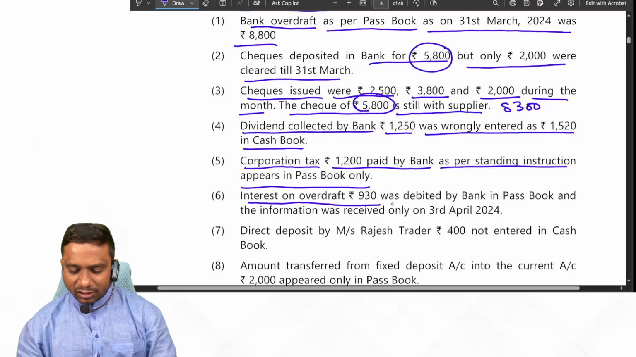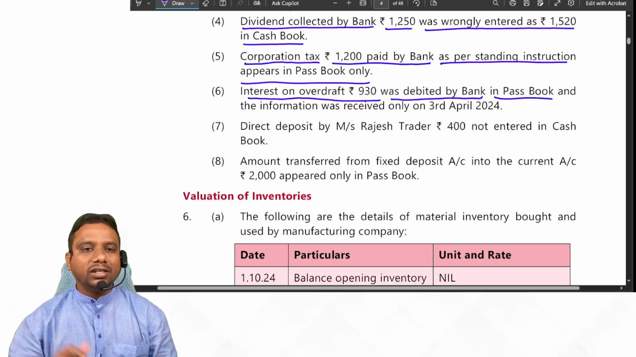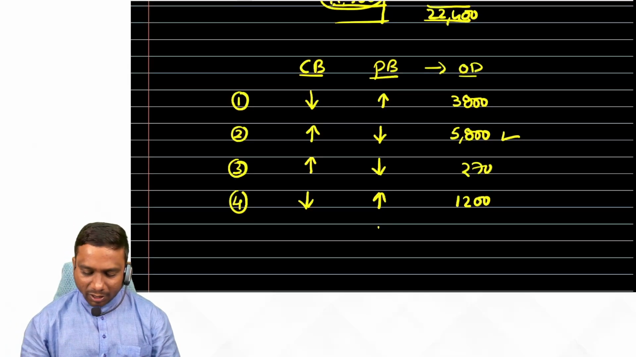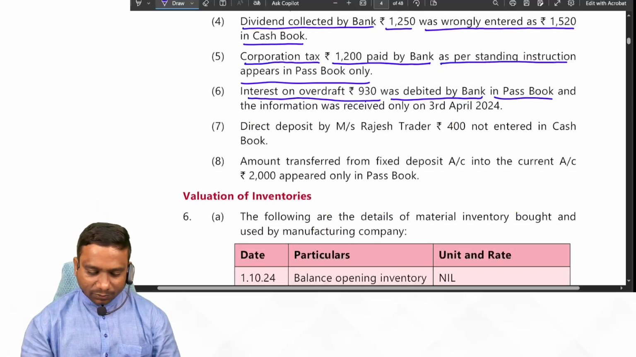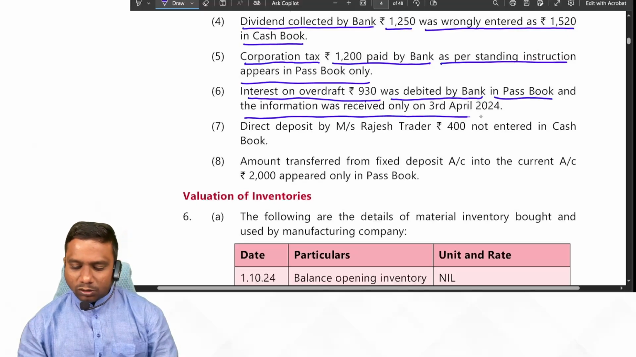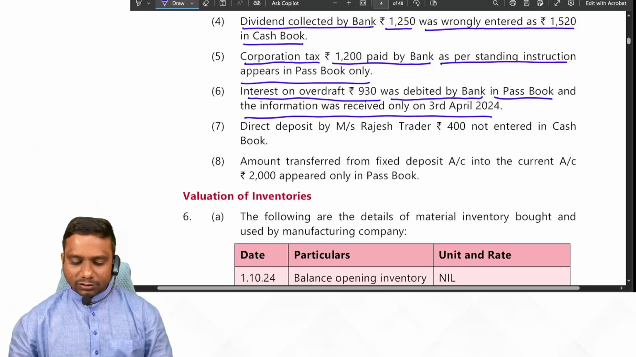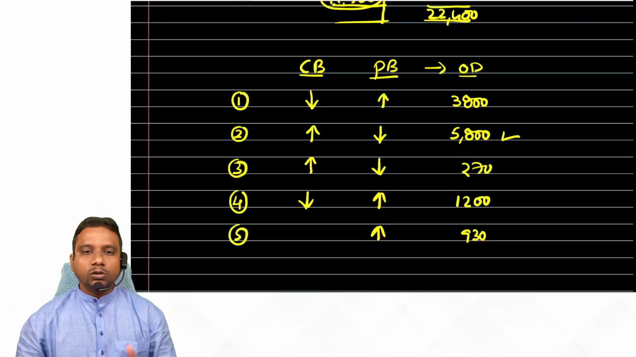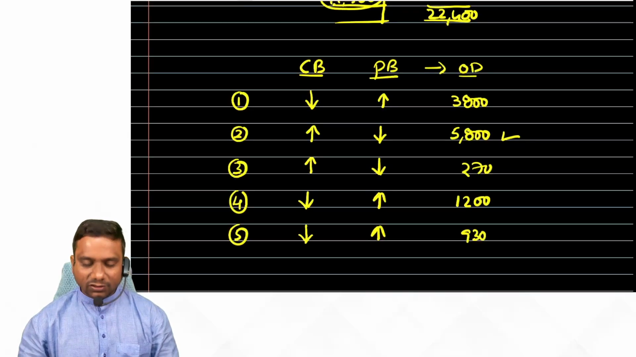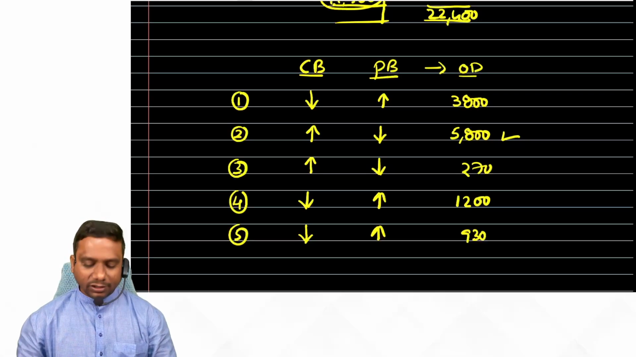Interest on overdraft 930 was debited by bank in passbook. So who will record this transaction first? Bank will record this transaction first. So the bank overdraft gets increased by how much? 930. Simple, students. Next one. And the information was received on 3rd April. But on what date are we preparing this BRS? 31st March. Now look at, in the cash book there is no entry, so my overdraft gets decreased.